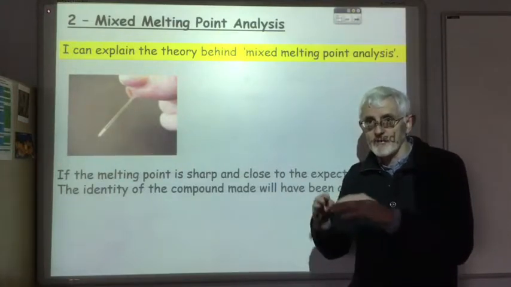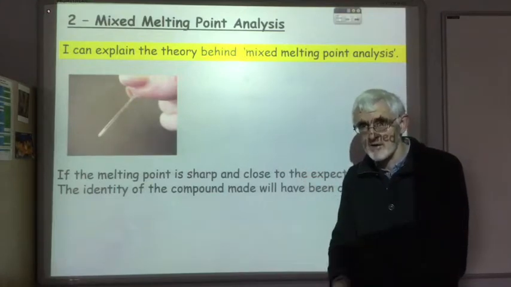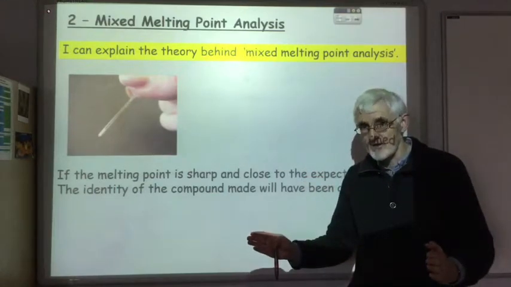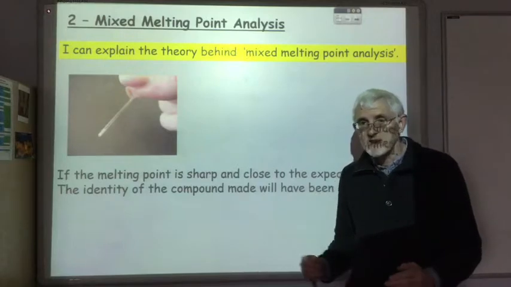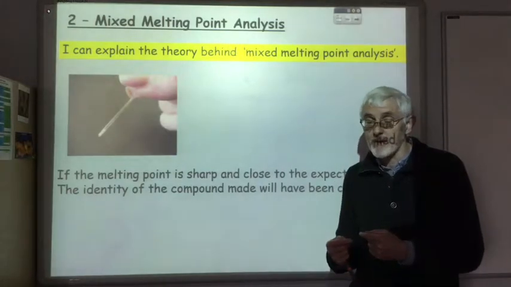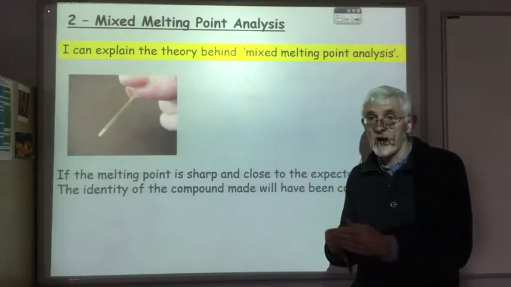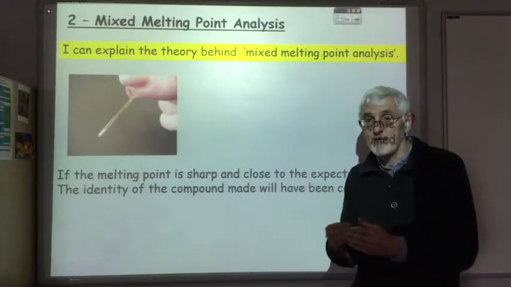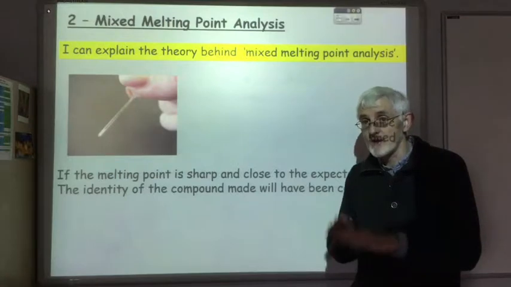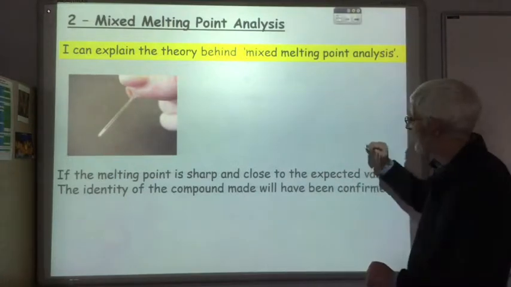So the melting point would be depressed, it would be lowered, and the range increased. So even if both products have a melting point at 120, the fact that they're different from each other lowers the melting points of them both.